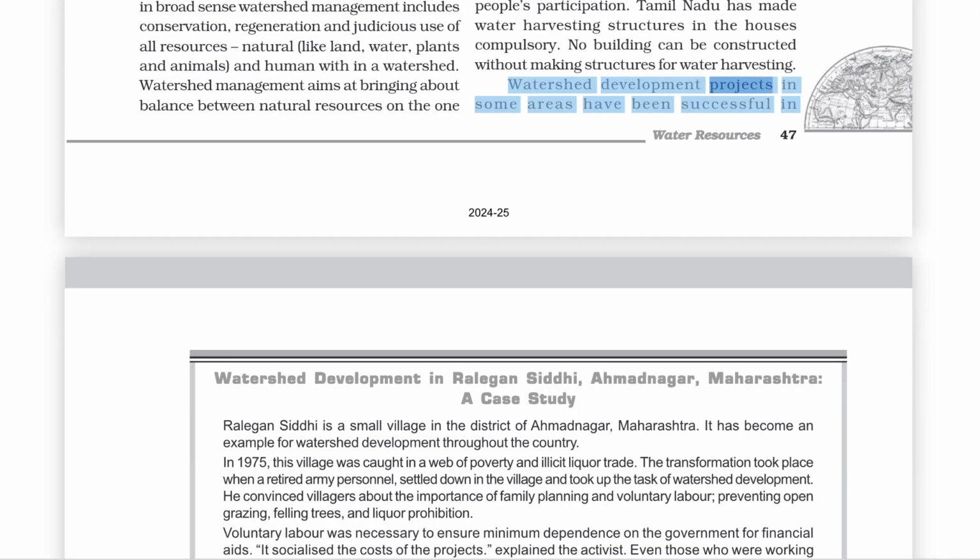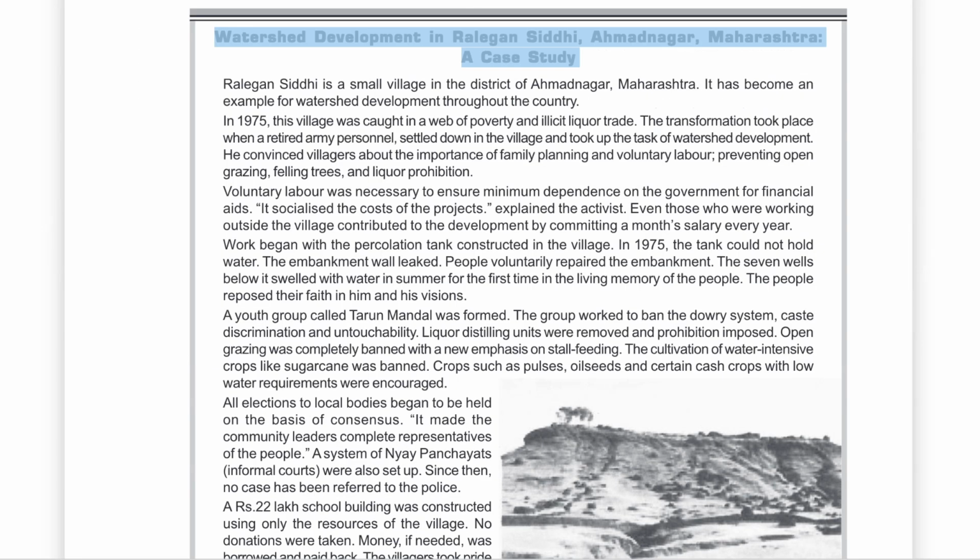Watershed development projects in some areas have been successful. Watershed development in Ralegan Siddhi, Ahmednagar, Maharashtra.